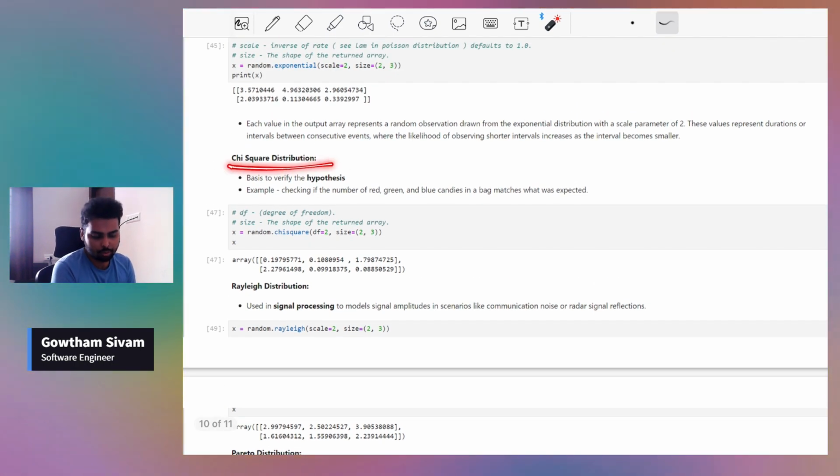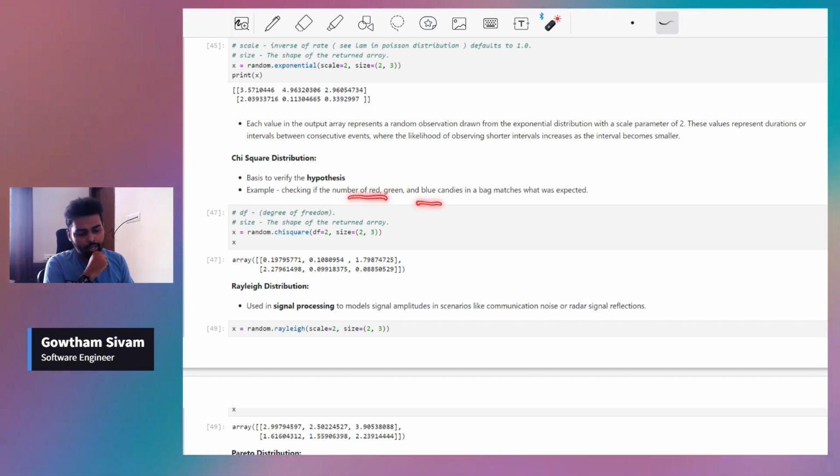Next is the chi-square distribution, which is not very familiarly used. What is a hypothesis? Basically, it is used to verify a hypothesis. What is meant by a hypothesis, you need to understand. It is something that is not actually proven, but that is how it could be. That is what a hypothesis is. If I take an example, checking if the number of red, green and blue candies in the bag matches what was expected.